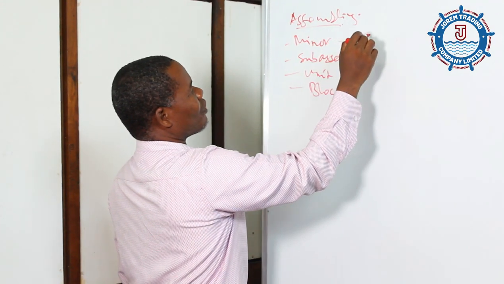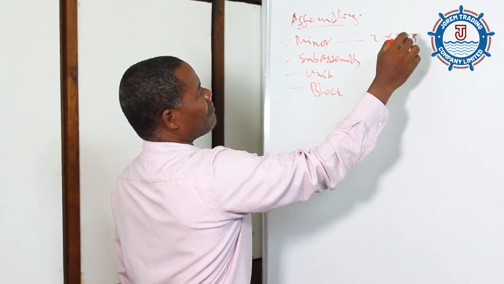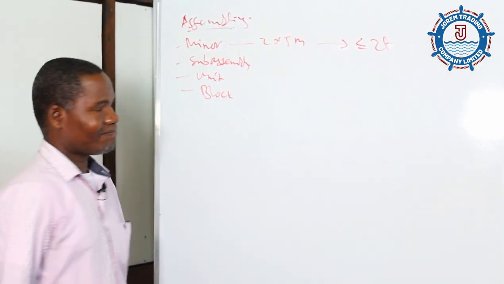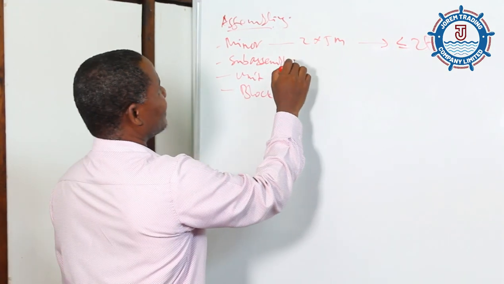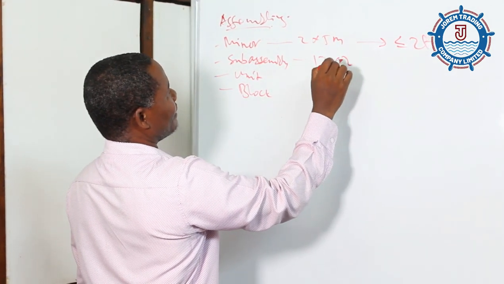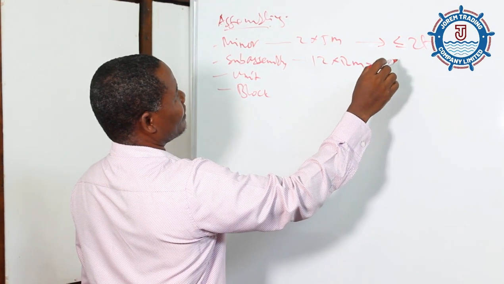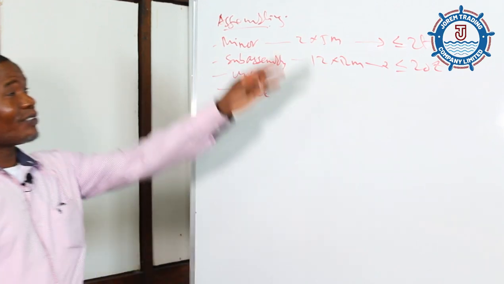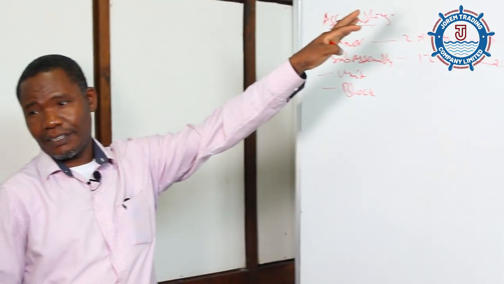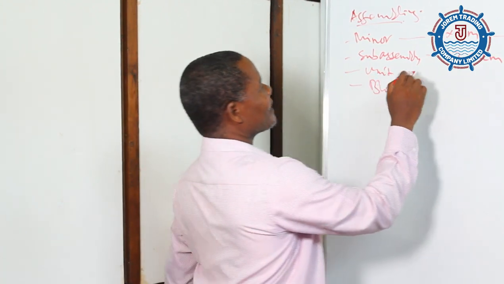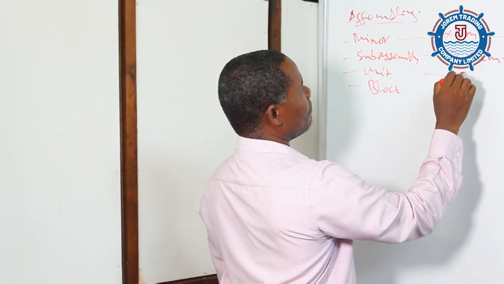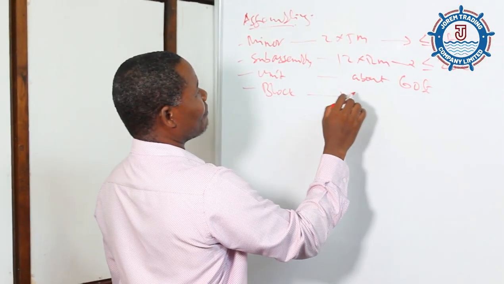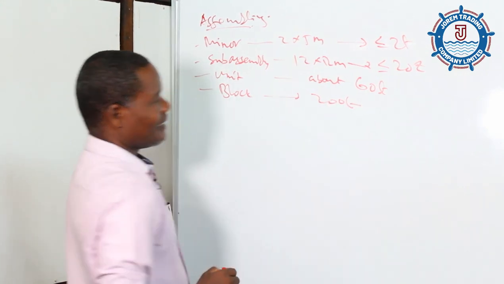This one is only for some small parts of 2 by 5 meters, and of course with a weight not exceeding 2 tons. But when you come to this one, it can be a 12 by 12 meter unit, with a weight of about 20 tons. That's why you sometimes need heavy lift cranes on the dockyard or shipyards. We have the unit assembly, a unit of about 60 tons. And when you come to block assembly, this goes up to 200 tons.